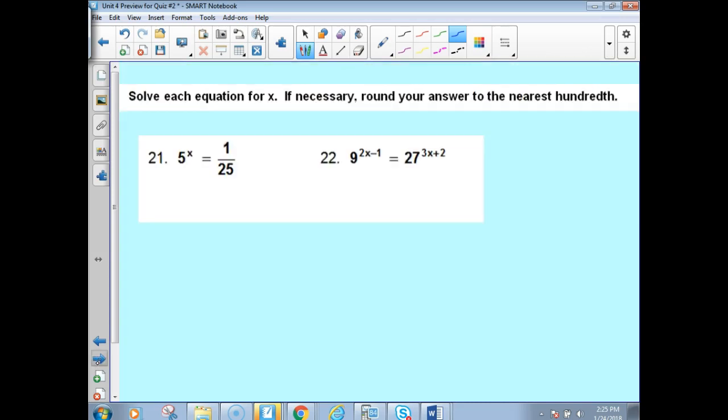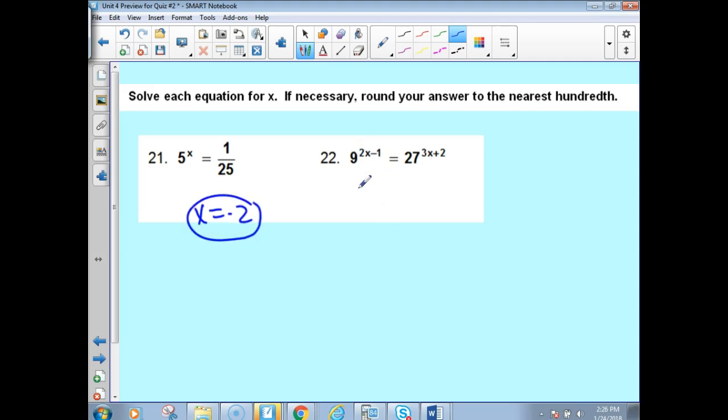All right, solve each equation for x. I would do these by thinking about powers of 5, because you can rewrite in base 5. So 5 to the x equals 1/25. What exponent do you have to put on there to get it to be a reciprocal and squared? So x would be -2.